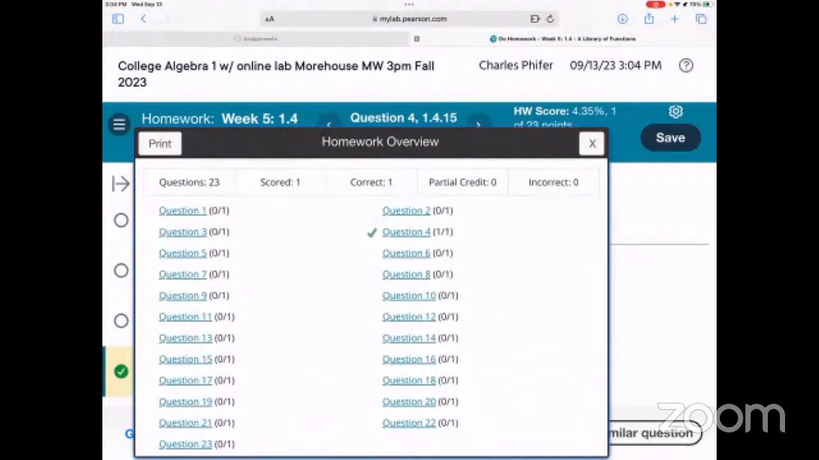Hey, Google, give me a random number between 1 and 23. Here's a random number, 16. Let's look at question 16. I don't know why that takes so long. It's usually a lot faster than that.